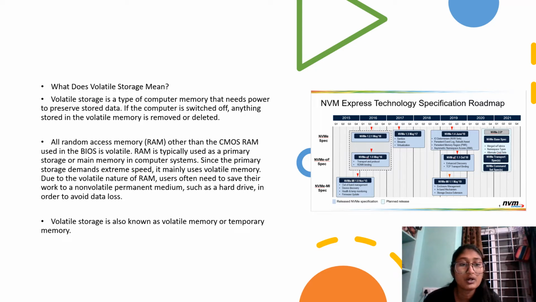Users often need to save their work to a non-volatile permanent medium such as a hard drive in order to avoid data loss. Volatile storage is also known as volatile memory or temporary memory. Here is a flowchart which shows the roadmap for non-volatile memory express technology.